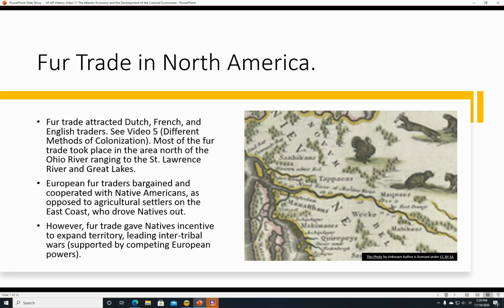The native tribes wanted to expand their territories and wanted to expand their control over the fur-bearing animals such as beavers that lived in those territories because they wanted to trade the furs with the Dutch and the French and the English. And so that caused intertribal wars, and of course those wars were also supported by competing European powers who were more than happy to arm these people with firearms, etc.